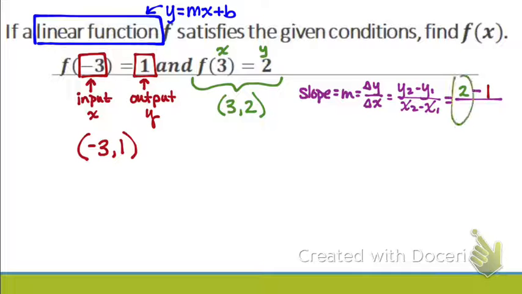Careful here. If I put the 2 first in my numerator, what has to go directly below that 2? The 3. The other part of that ordered pair. So this is going to be 3 minus what? -3. All right, so in my numerator, I have 1. What do I have in my denominator? 6. Here's my slope.